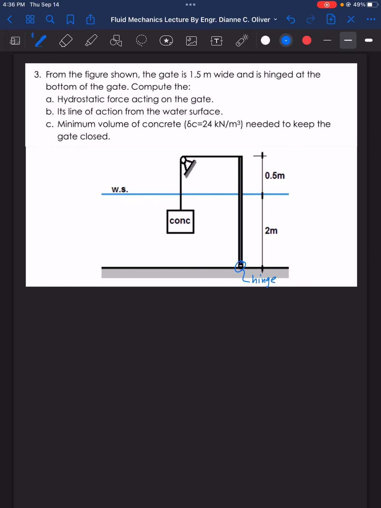Compute the hydrostatic force acting on the gate. Since the water surface is only here, the area that we are going to solve is here, the projected area. Right? So this is the projected area. And the width here is 1.5 meter wide. So that is when you're looking at this.